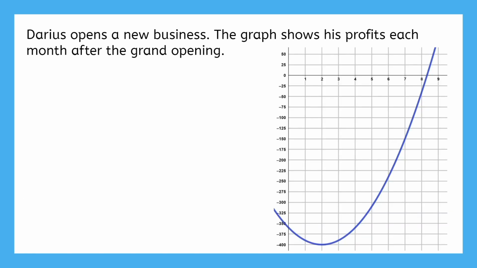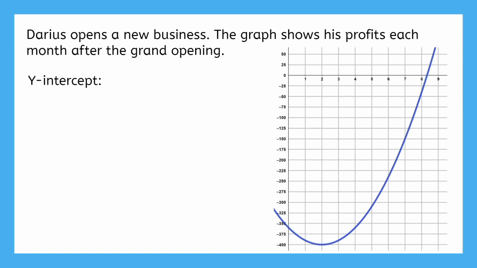Darius opens a new business. The graph shows his profits each month after the grand opening. So what is the graph showing us? When Darius opens his business, he's already spent money getting the business up and running. Darius continues putting money into the business without making enough money to even out until it hits a minimum. At that point, Darius starts making money back and his debt gets smaller and smaller until eventually he's made back all the money he lost and then he makes a profit.